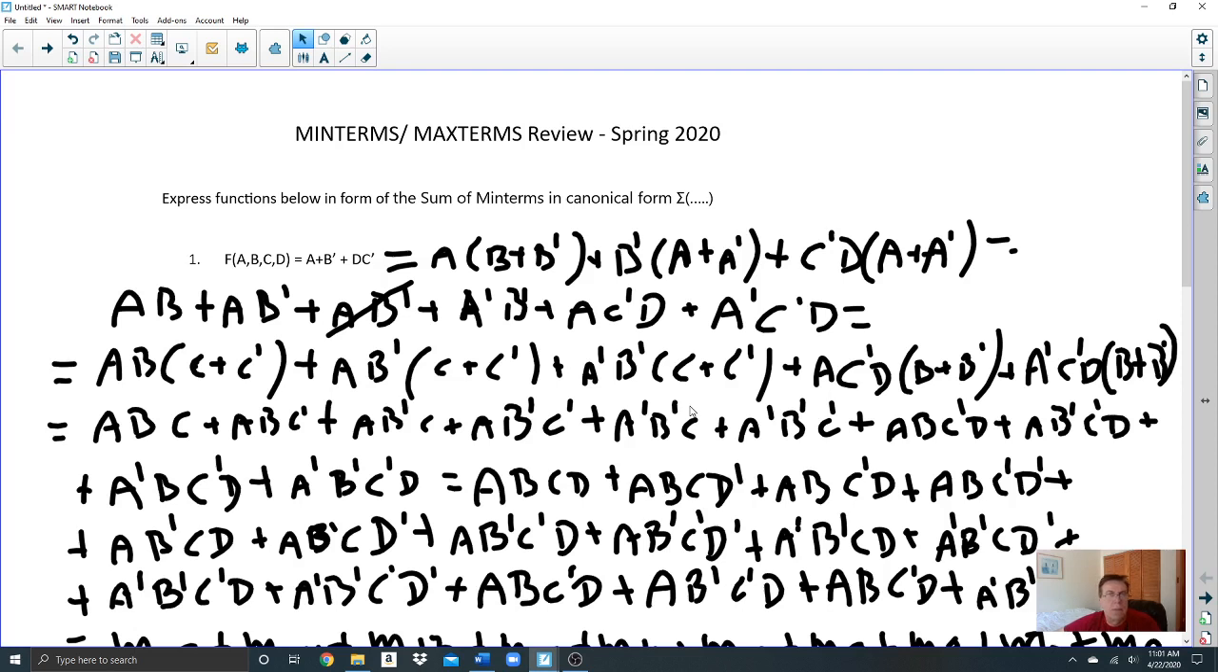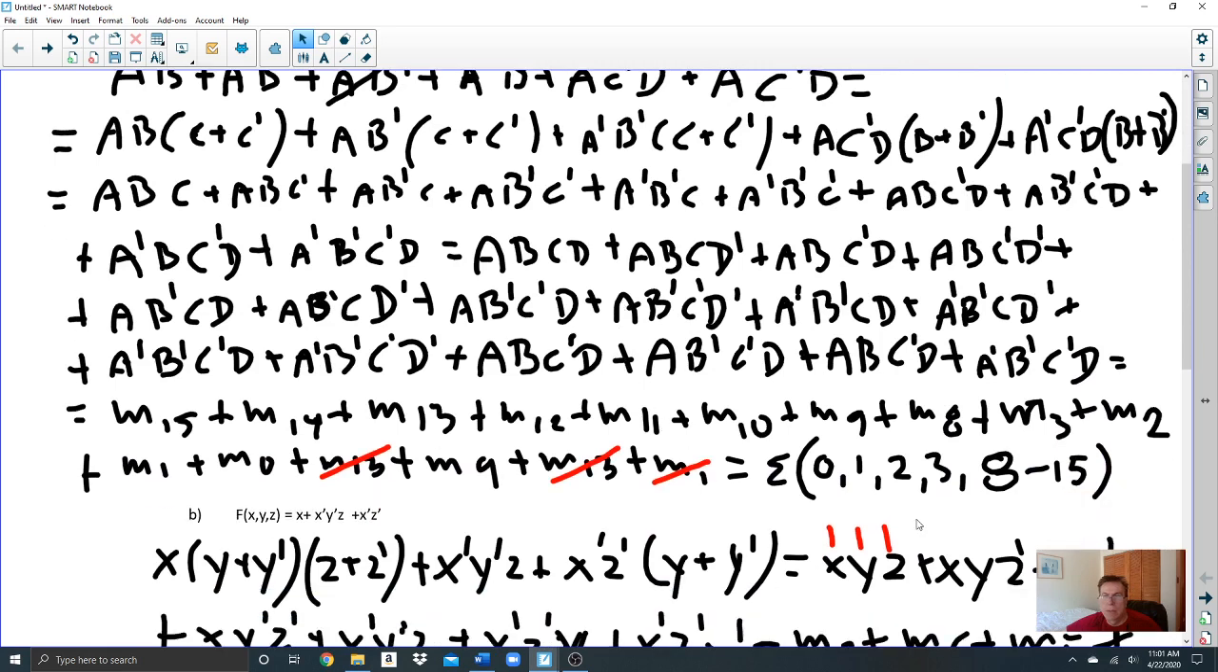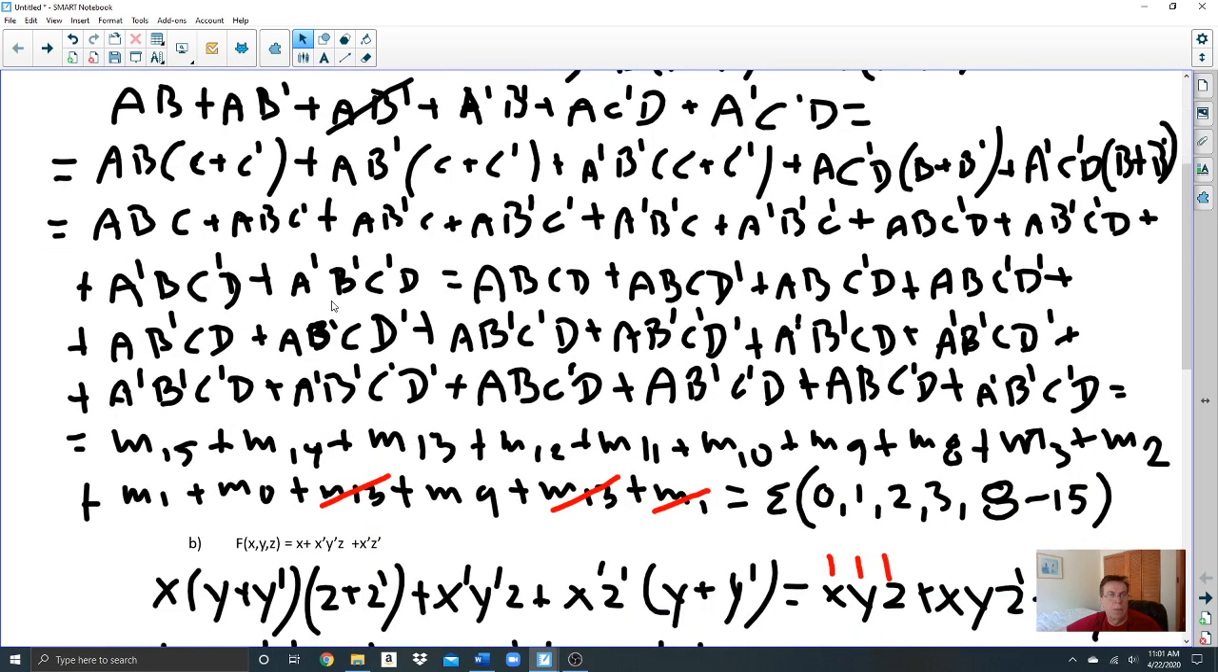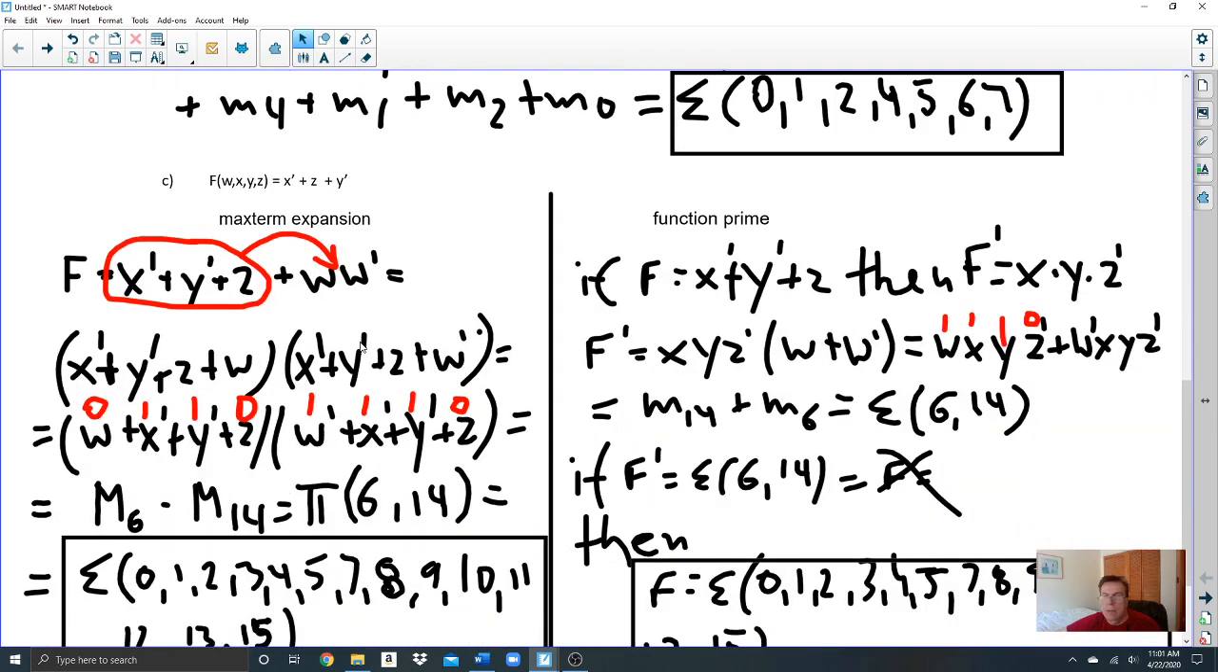Hello everyone. Today we will look at the Minterms Maxterms review, which I posted on Google Classroom. We're going to convert algebraic equations into Sum of Minterms, which are called canonical equations. We have three examples, 1, 2, and 3.